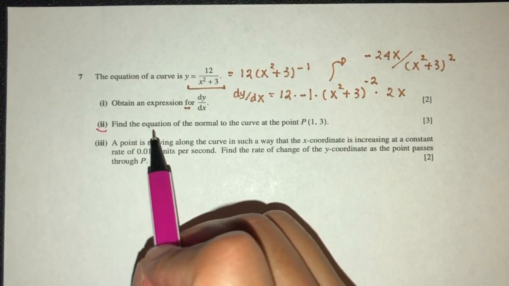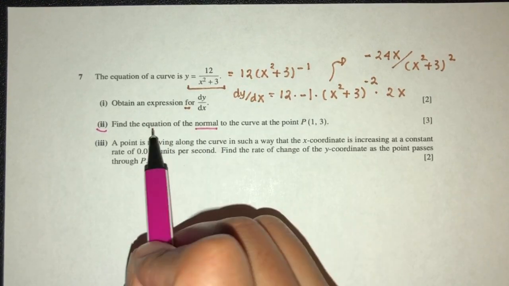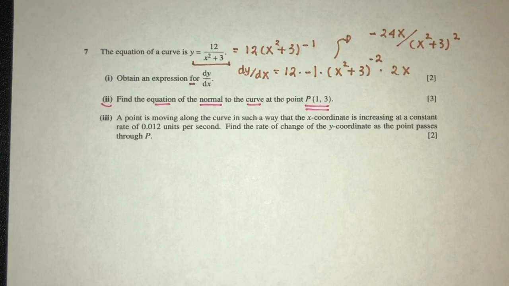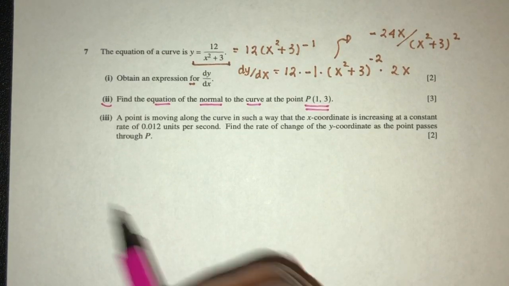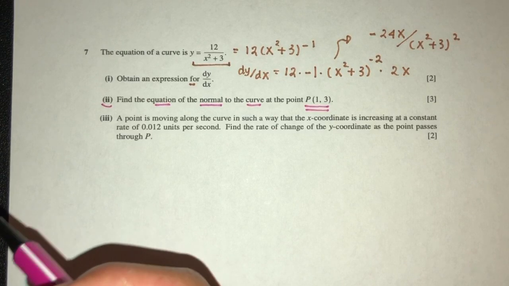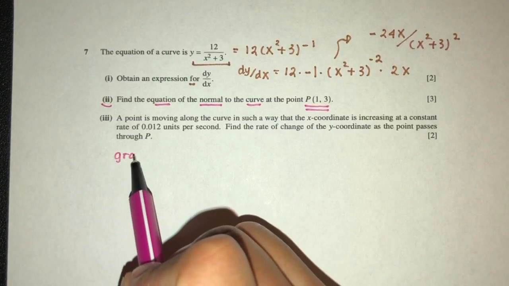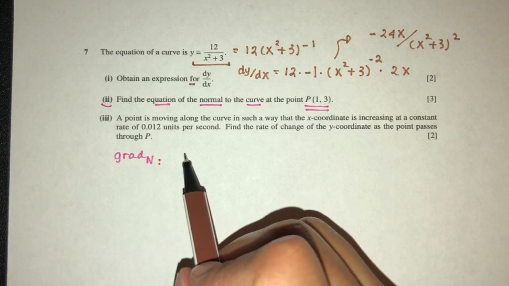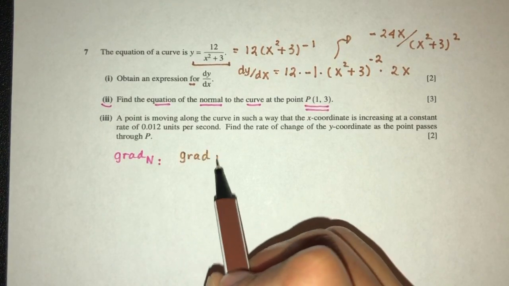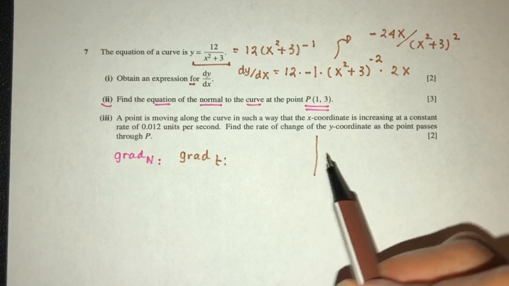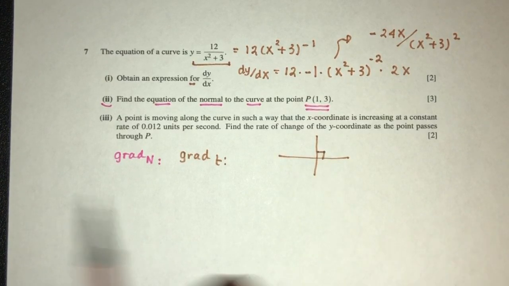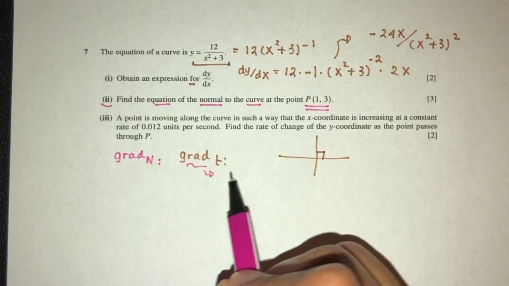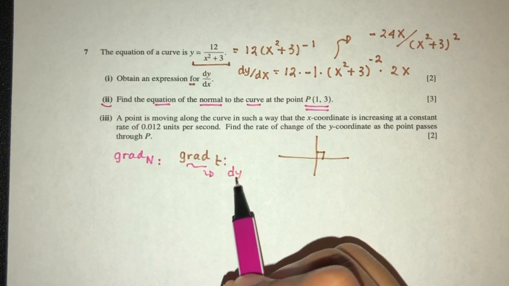Now for part 2, find the equation of the normal to the curve at the point P. So how can you find the equation of the normal at the point P? Pretty easy. We know the normal is a straight line. We have to first find the gradient of normal. Again, same concept. To find the gradient of normal, we must first find the gradient of tangent, because we know that the normal and tangent are at 90 degrees to each other. But also, the gradient of tangent is simply dy by dx.